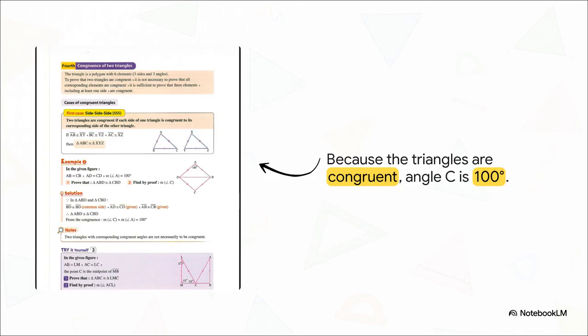Now for the really cool part. The second half of this example asks us to find the measure of angle C. Well, the diagram clearly shows angle A is 100 degrees, and since we just used our SSS rule to prove beyond a shadow of a doubt that these two triangles are identical twins, we instantly know every corresponding part is equal. Therefore, the measure of angle C has to be the exact same as angle A. Without touching a protractor, without doing any crazy algebra, we instantly know angle C is exactly 100 degrees. That right there is the sheer power and efficiency of the SSS shortcut.